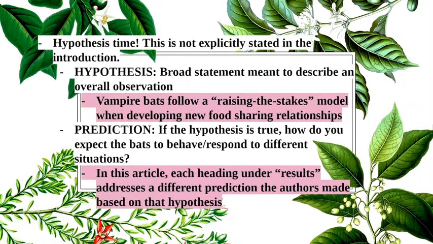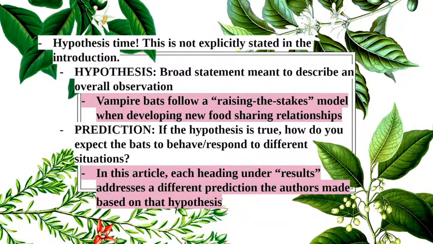This paper, and I didn't realize this until I had already chosen to do this, doesn't explicitly state its hypothesis, which I wish they would have. A hypothesis is a broad statement meant to describe their overall observation. Since they stated their conclusion in their summary, instead of doing an introduction, they skipped over the part where they said, this is what we think is happening and this is what we're trying to test.